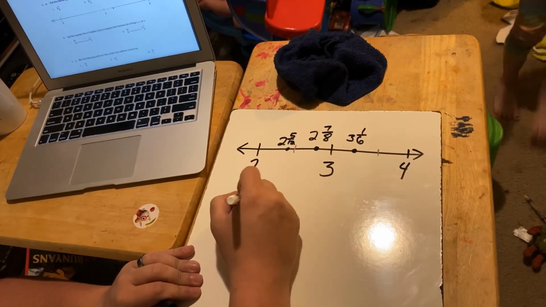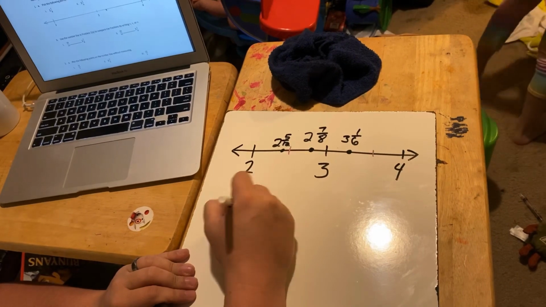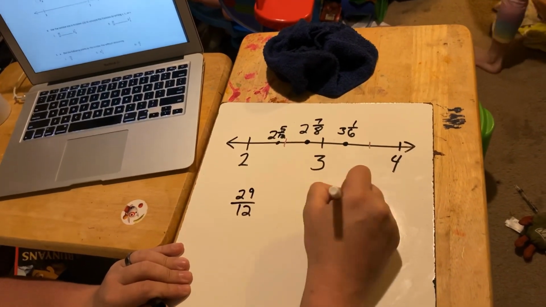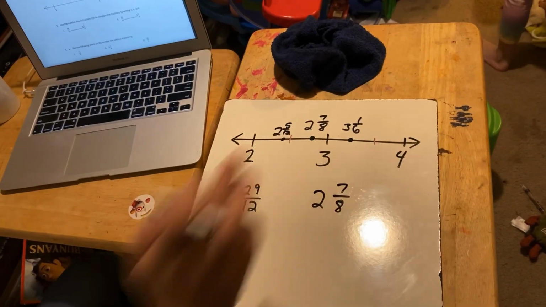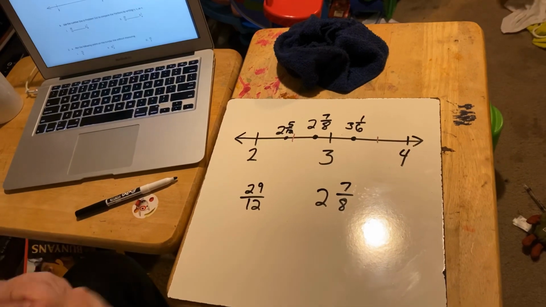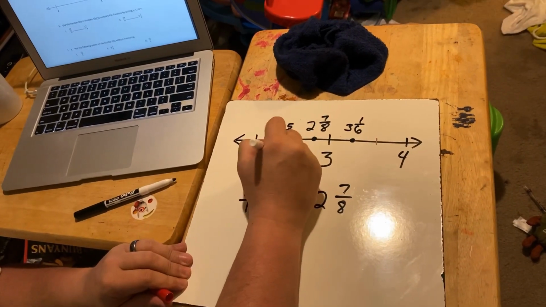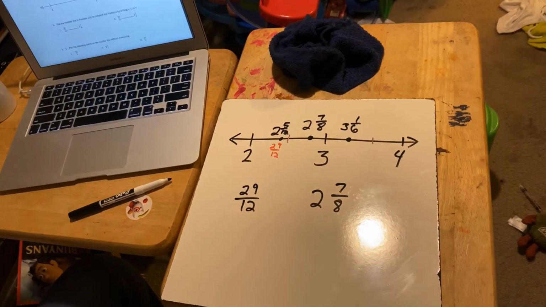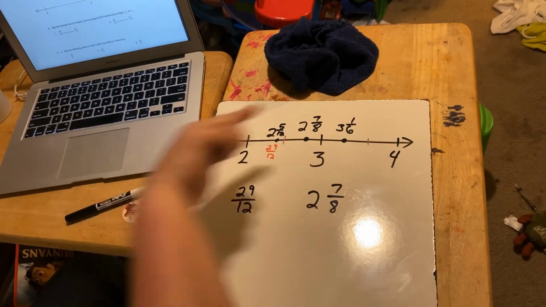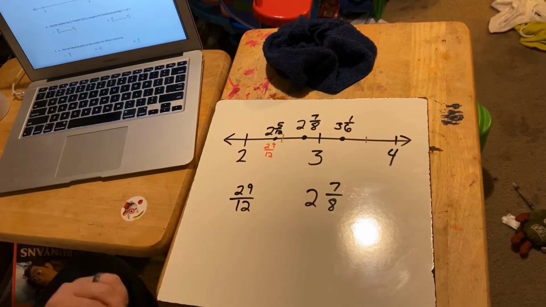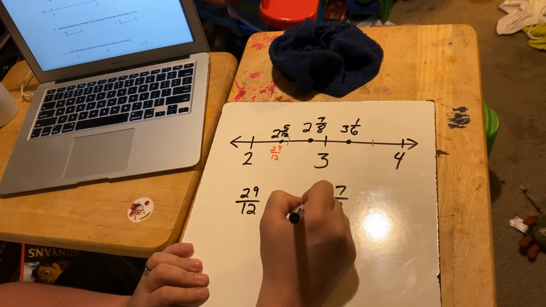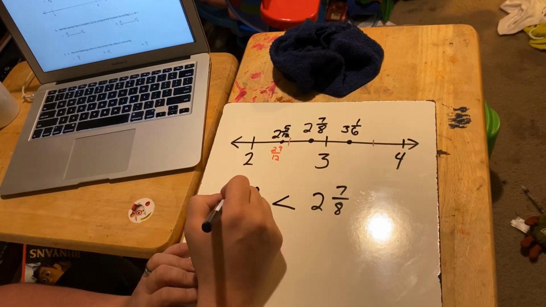Part B says I've got 29 twelfths and 2 7/8. Well, if I look up here, remember, this 2 5 twelfths was really the same thing as 29 twelfths. And we know 29 twelfths is my smallest fraction, and they just get bigger. So it automatically has to be less than 2 7/8.